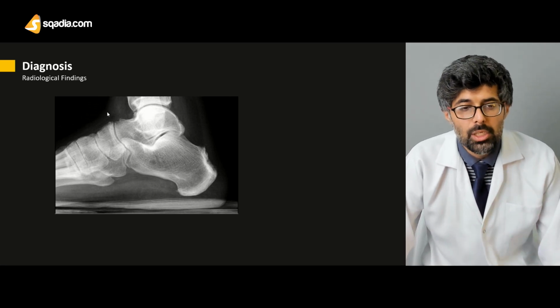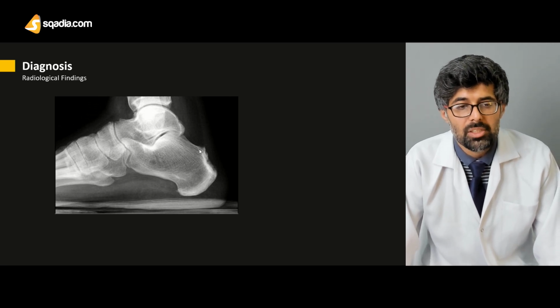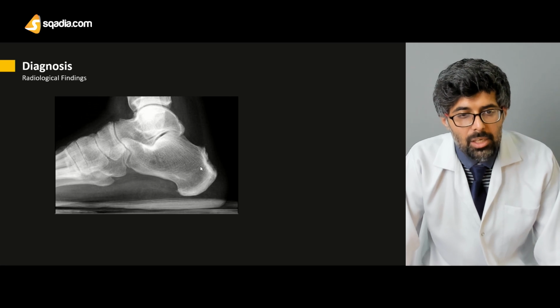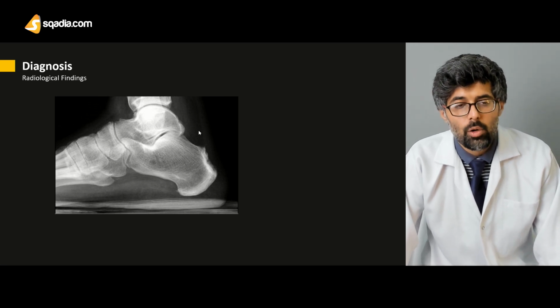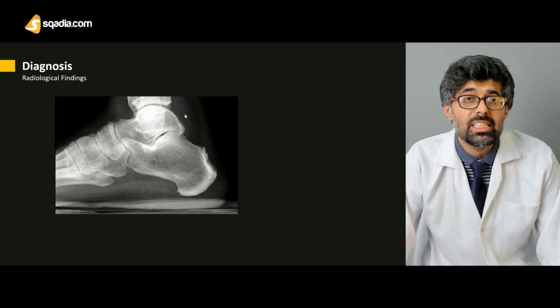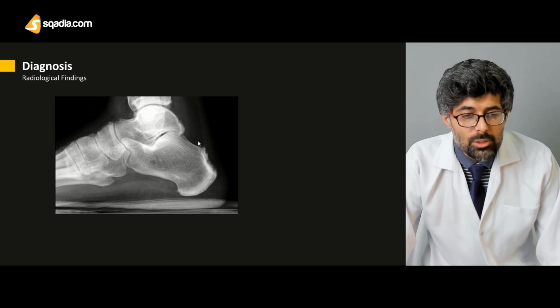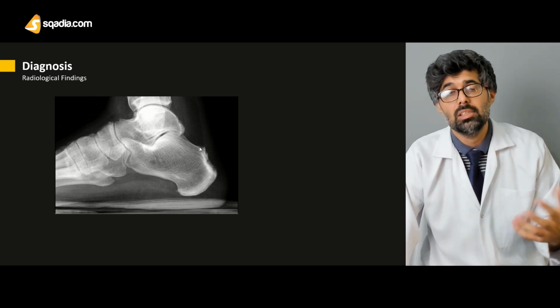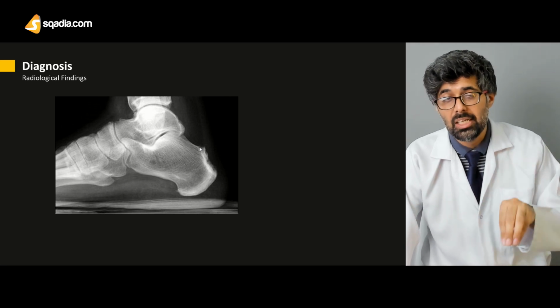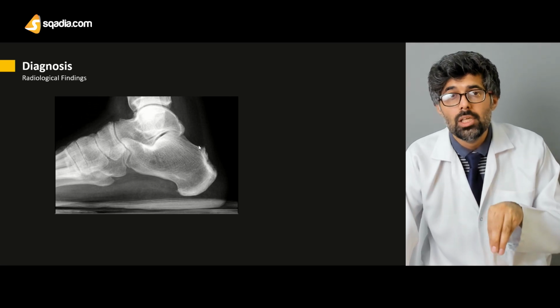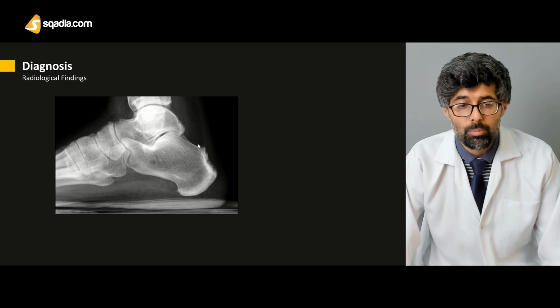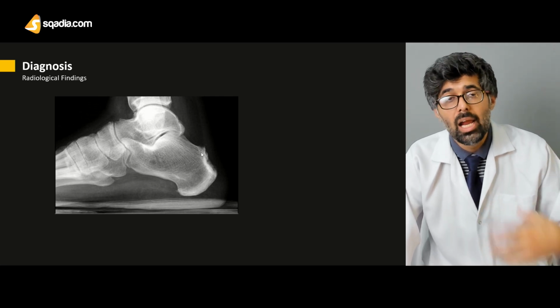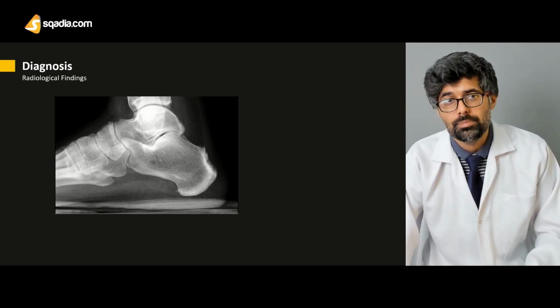Now, erosion you can easily see here at this point. The bone is eroded at this area, and this area is also the site of the insertion of the Achilles tendon. And this is also a site which is known as an enthesis, the site where a tendon inserts into a bone. So this is a site of both enthesitis and bone erosion.